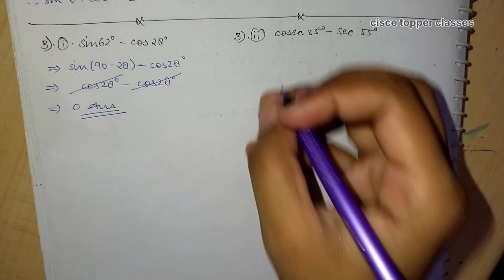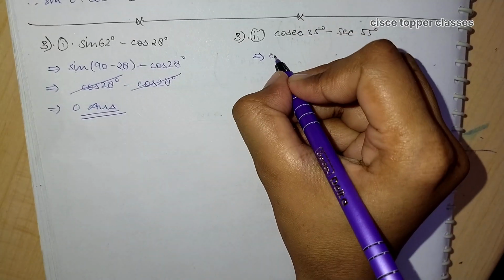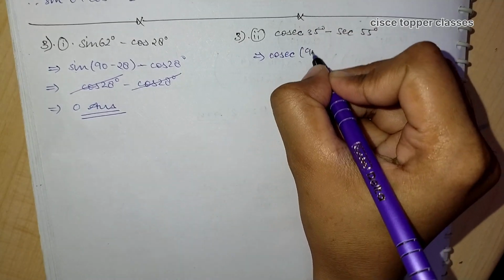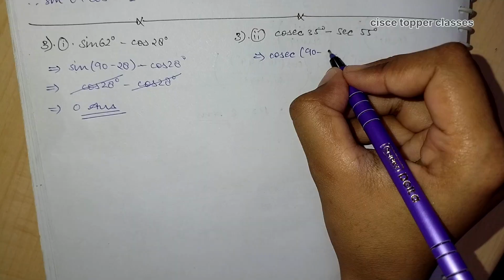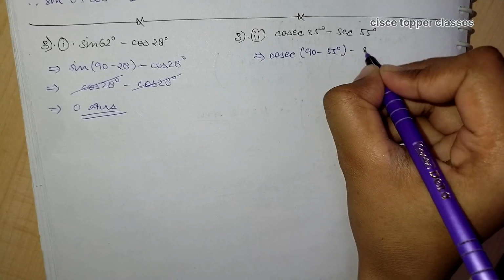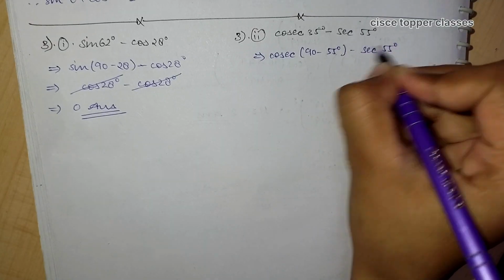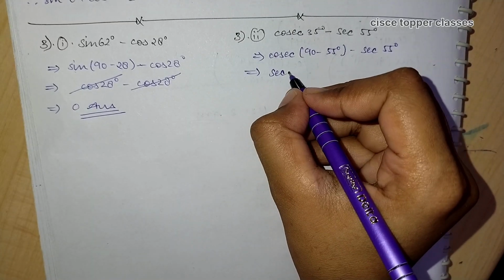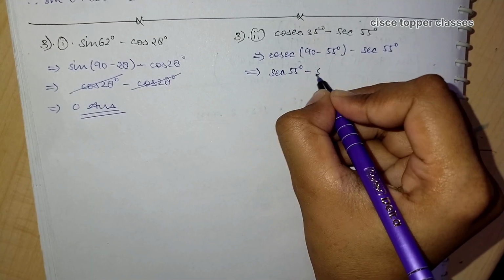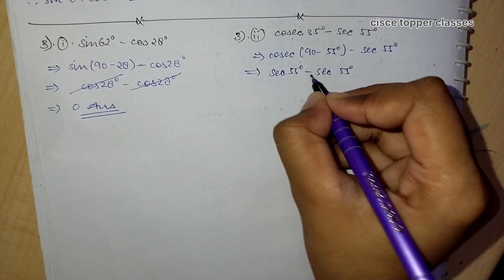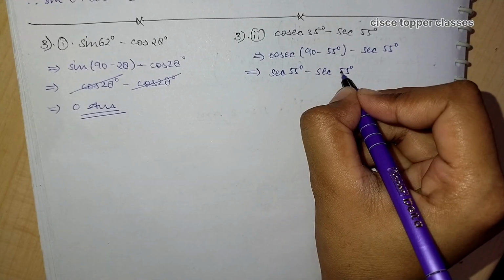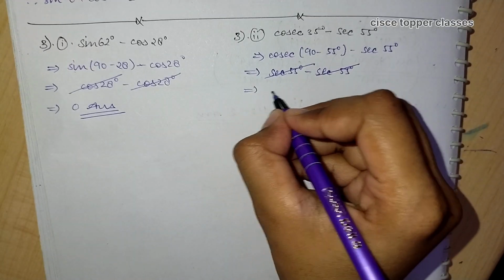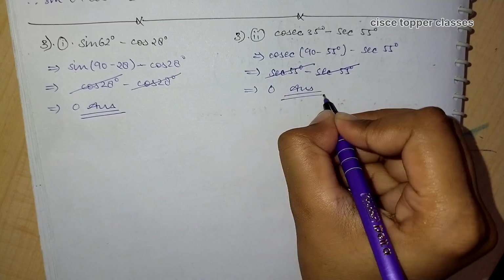If we solve this part, cosec 35 we can write as cosec(90 - 55) degree, minus sec 55 degree. So on changing the ratio, cosec(90 - theta) is sec theta. So this will be sec 55 degree minus sec 55 degree. Again, plus sec 55 degree minus sec 55 degree will be cancelled out, which means 0 is the answer in the second part also.